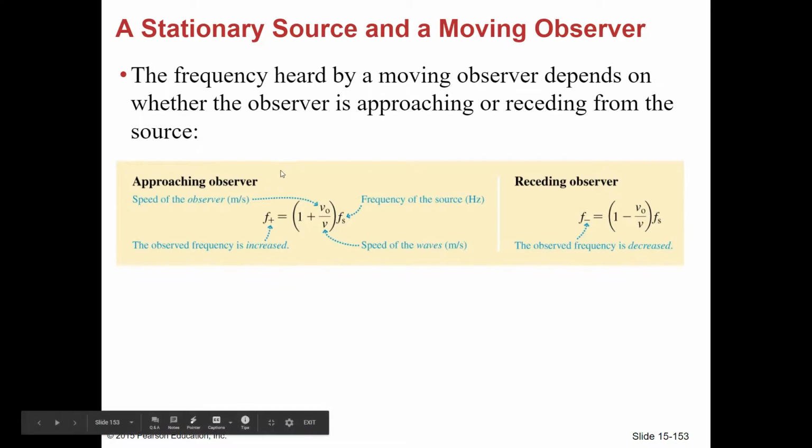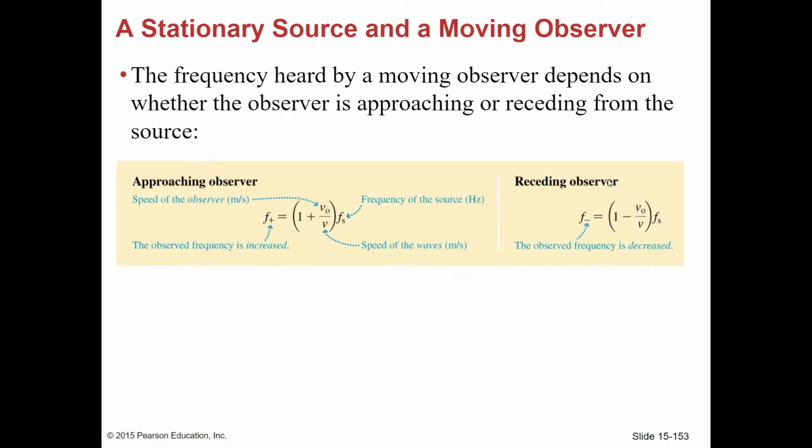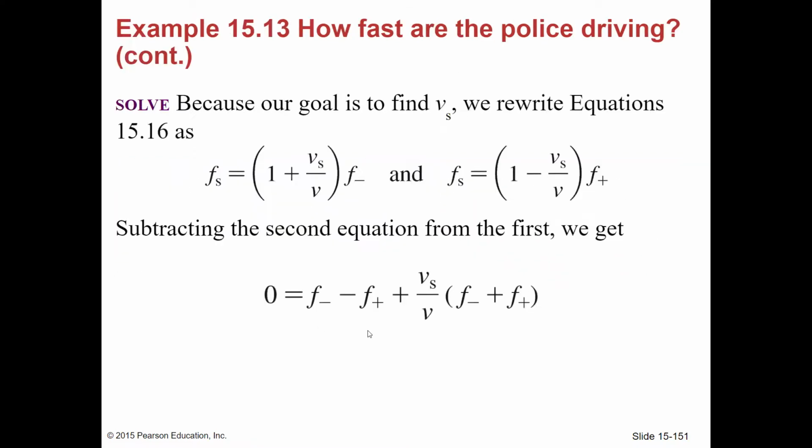This equation is for approaching observers. So if the sound is standing still and you are moving, this is the equation used. And if the sound is standing still and you're going away from it, this is the equation. Pretty similar, but just a little different. And you'll notice this is just the rearranged versions that the book made right here.